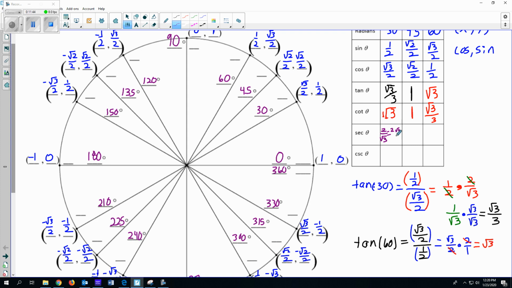So I'm going to get 2 square roots of 3 over, and then when I multiply the bottom by square root of 3, I'll get square root of 9, which is 3. So this should be what I get right here, 2 square roots of 3 over 3. Okay?